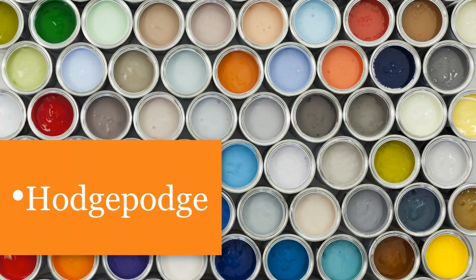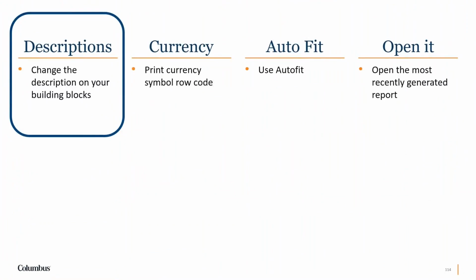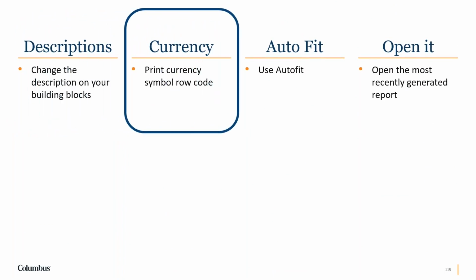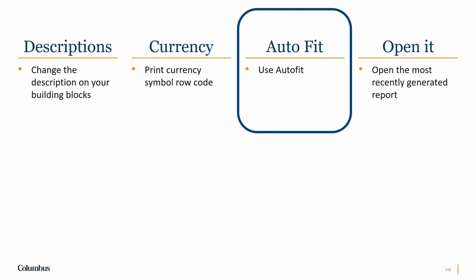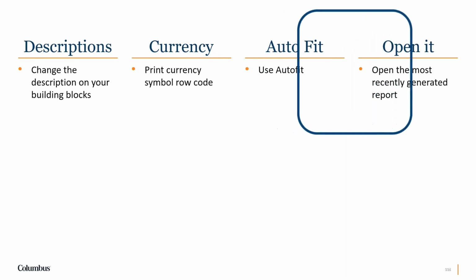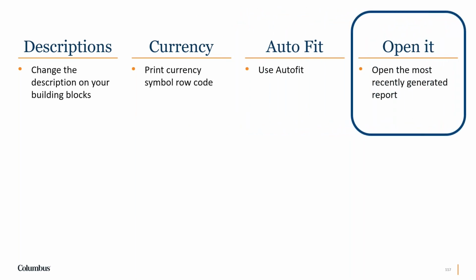Now, 4 tips that we'll call hodgepodge tips because they just really didn't fit in any other category. How to change the description on your building blocks and why that might be helpful. We're going to talk about how to force a currency symbol to print on a row. How to use the autofit in column definitions and why you might not want to. And then one of the most underutilized functions is how to open a previously generated report.